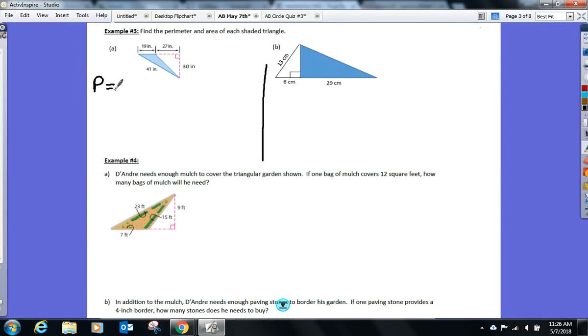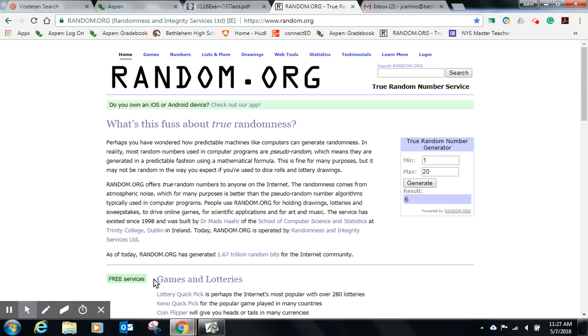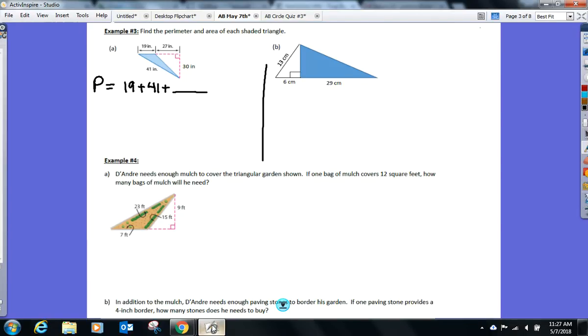Okay, the shaded one. I know one side's 19. I know another side is 41, but I do not know that third and final side to add up for the perimeter. What else is given here? That'll help you out to find that third side. Everyone see? 19, 41, got it. Just need the third side for the perimeter. What's it look like here? Suggestions? Pythag. What's Pythag going to look like?